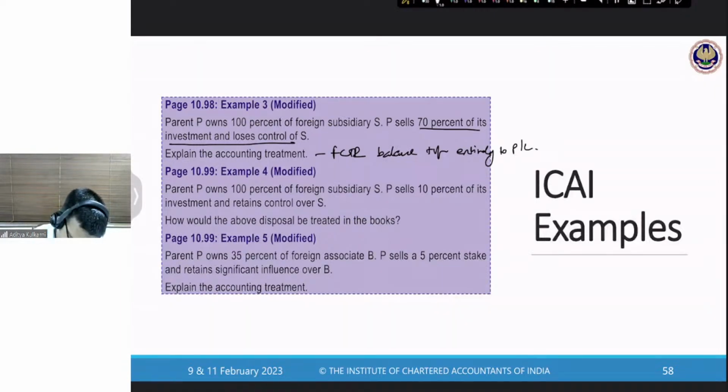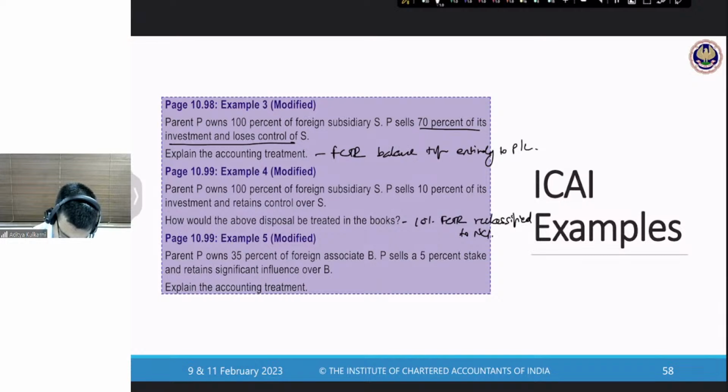Parent P owns 100%. P sells 10% of its investment and retains control. So no loss of control. 10% FCTR reclassified to NCI.